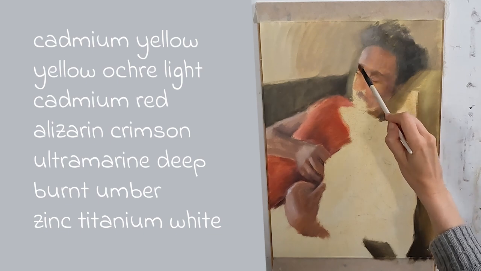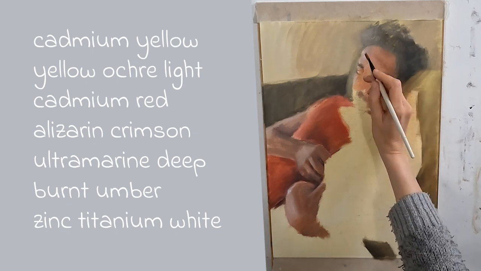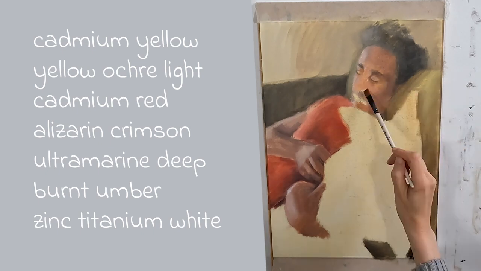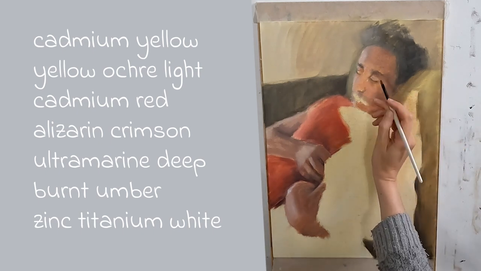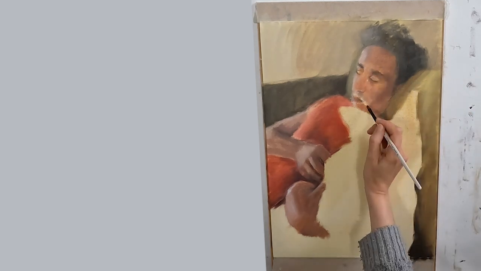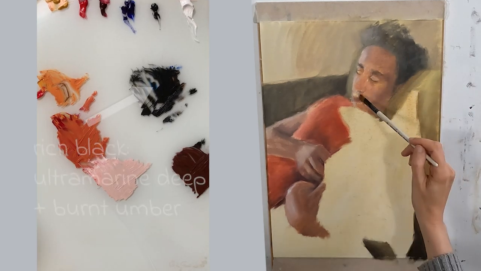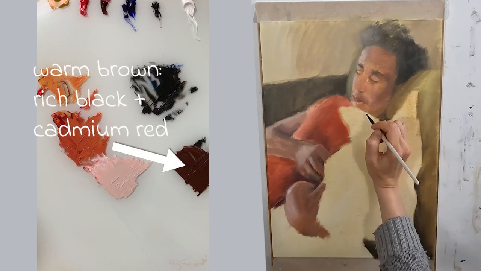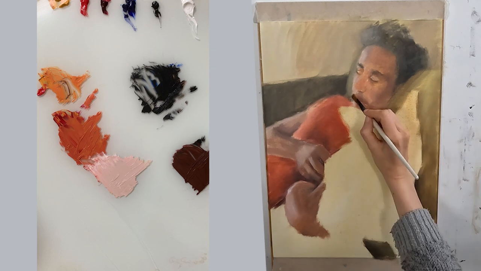I am using cadmium yellow, yellow ochre light, cadmium red, alizarin crimson, ultramarine deep, burnt umber and zinc titanium white. Mark has dark skin and so I am mixing up a rich black using my brown and blue. I have also mixed up a warm dark brown using my rich black plus cadmium red.